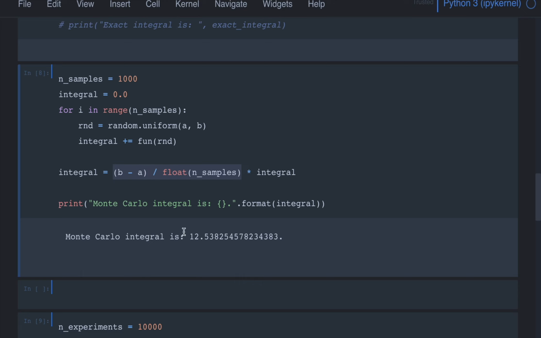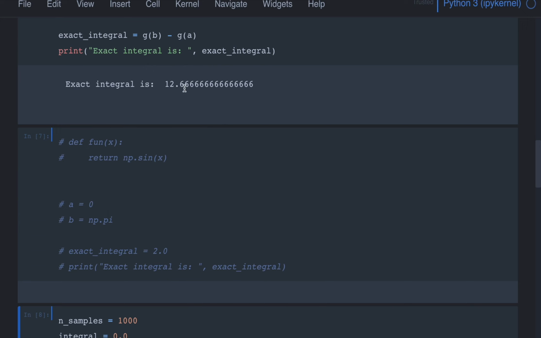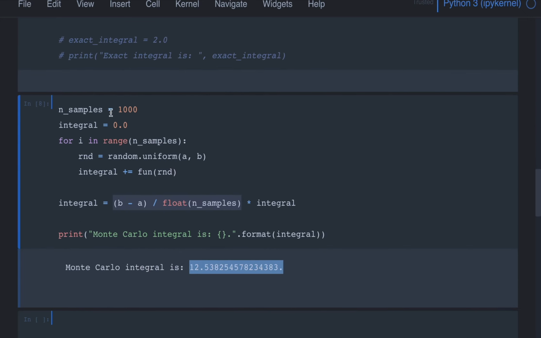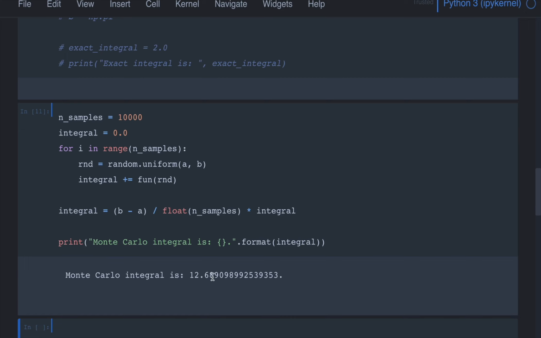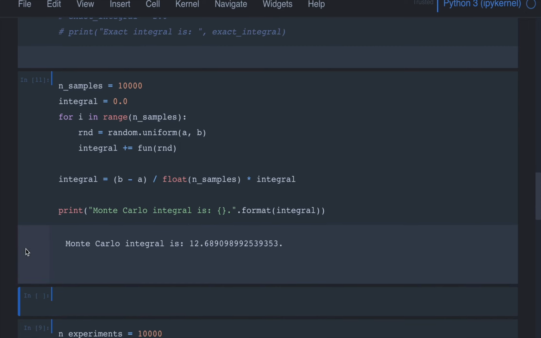Okay, so the approximate integral comes out to be 12.53, whereas the exact integral would be 12.66. By increasing the number of samples, we can increase the accuracy. So let's do it for maybe 10,000 points. As you can see here, this value is a lot closer compared to the 12.5 something we got earlier. Now, often in such scenarios, we want to compute the confidence score or the standard deviation, right? In such a scenario, we simply repeat this whole thing many times. So let's call this one experiment.